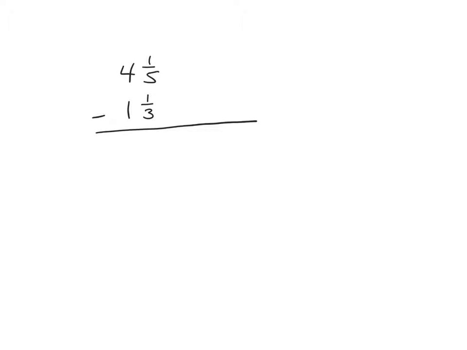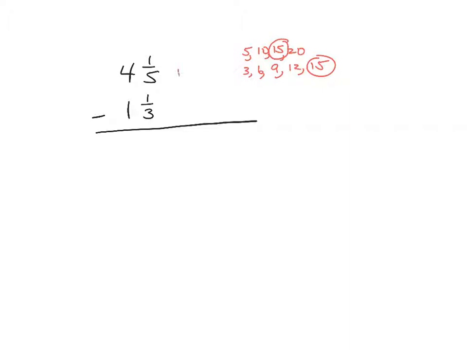Here's another subtraction problem, and it's a mixed number subtract a mixed number. Since I have my two fractions with different denominators, I have to find a common denominator for both of those. So, skip counting for the denominator of 5, I have 5, 10, 15, 20. Skip counting for the denominator of 3, I have 3, 6, 9, 12, 15. Oh, they have a common denominator of 15.